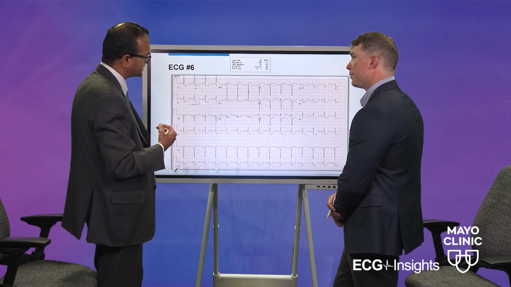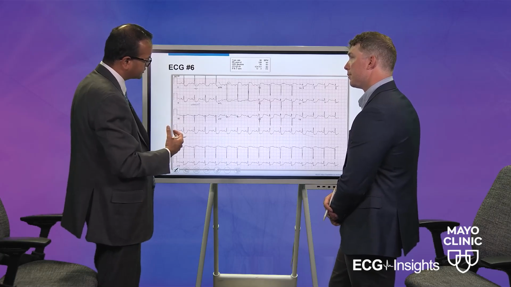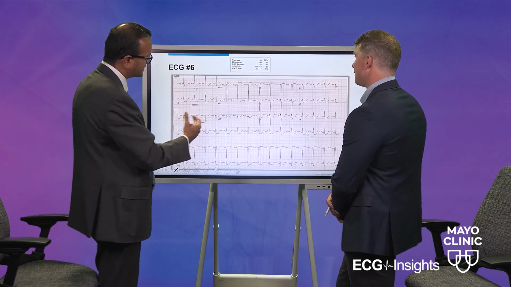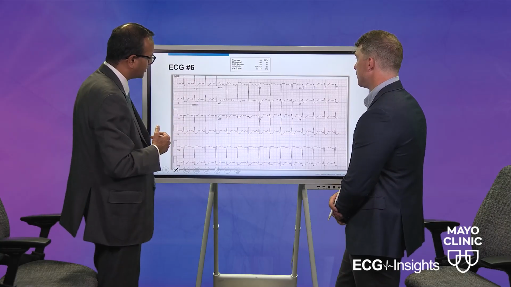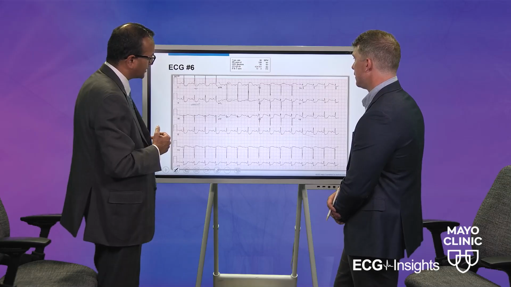But acute MI again is not an ECG diagnosis, it's a clinical diagnosis. You need to have symptoms, you need to have biomarker changes, and you need to have ECG changes, and all those things put together are going to make us a diagnosis of acute MI.